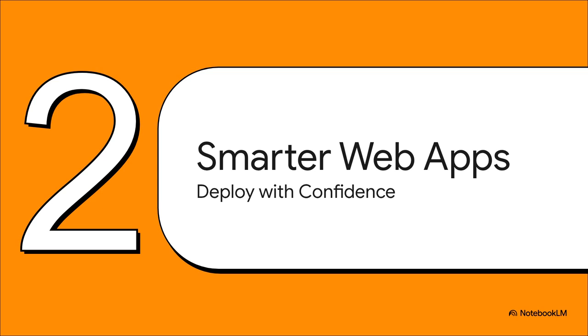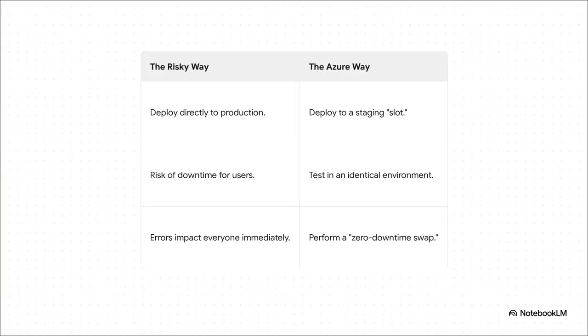Okay, so we've got our back-end processes automated. That's great. But what about the apps themselves? You know, you can build the most amazing web app, but the real test, the real challenge, is updating it without breaking everything for your users. You know how it used to be, right? Deploying an update was basically a high-stakes gamble. You just push it directly to production, cross your fingers, and hope for the best. And that often led to downtime.